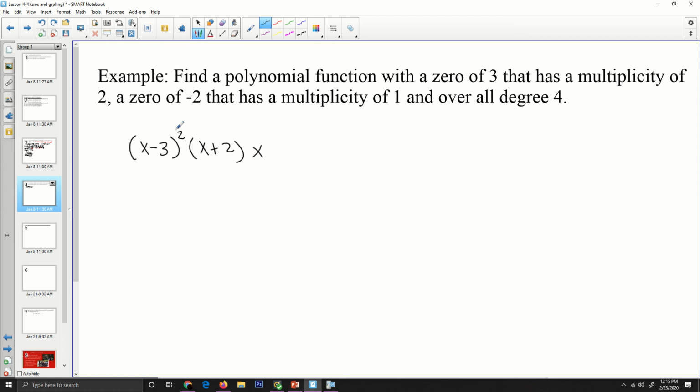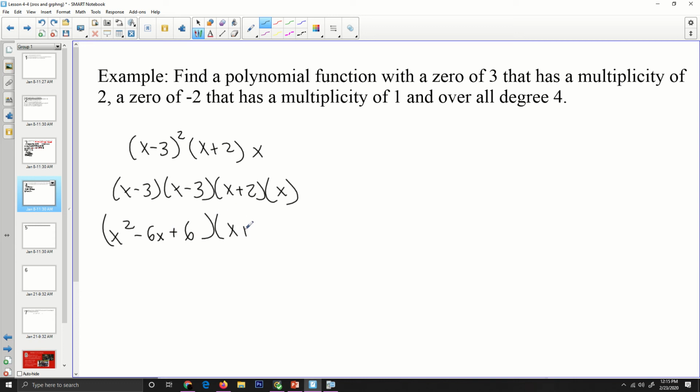So x minus 3 quantity squared. Remember, you have to go x minus 3 times x minus 3. Don't be the guy that distributes exponents over subtraction. Don't be that guy. And then we have the x plus 2, and then we have the x. And so when I multiply these out, x times x is x squared. X times negative 3 is negative 3x, and then negative 3 times x is another negative 3x, giving me negative 6x, and then negative times a negative is positive. 3 times 3 is 9. So I have that times x plus 2 times x. I just bring those down.